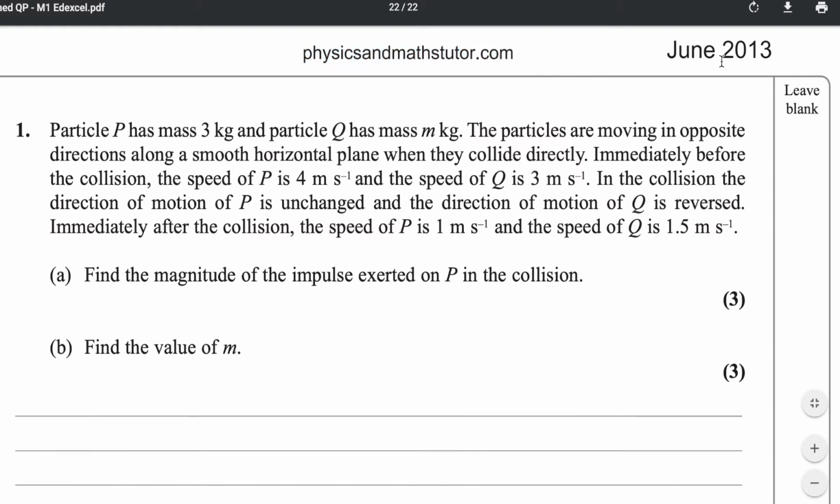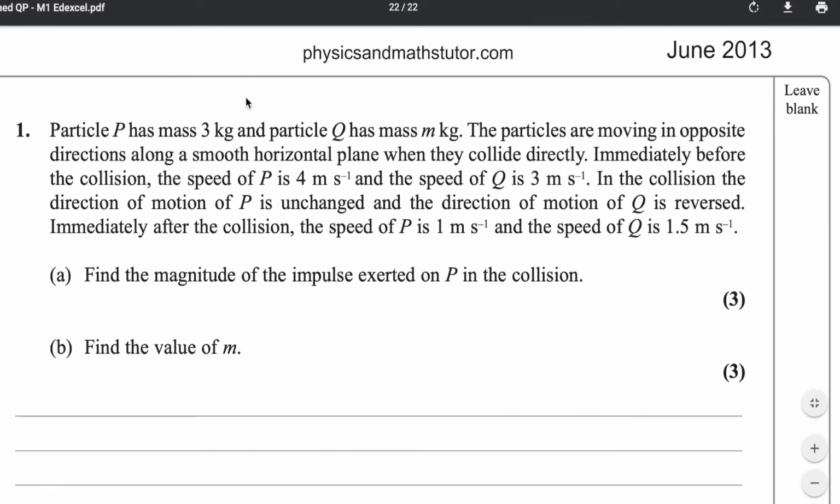The question is from June 2013, and this is Edexcel, as you can see here. Particle P has mass 3 kilograms and particle Q has mass m kilograms. Now I'm going to draw as I read the question, and it's very important that you draw a diagram as you read, because that will make it very easy to solve, since you'll have the problem in the form of a diagram right in front of you. That's my number one tip to solve questions in mechanics.